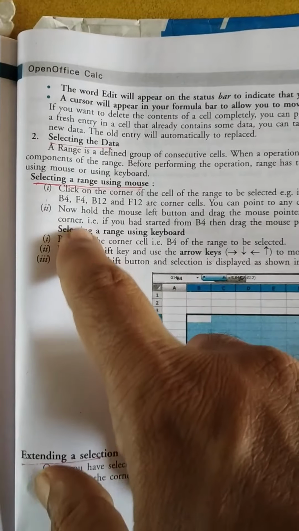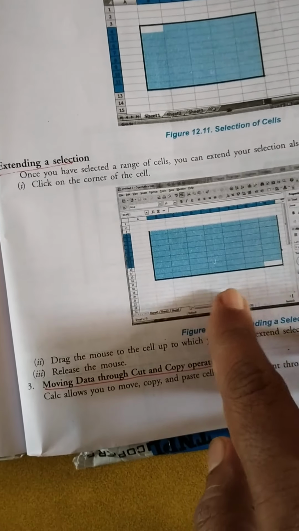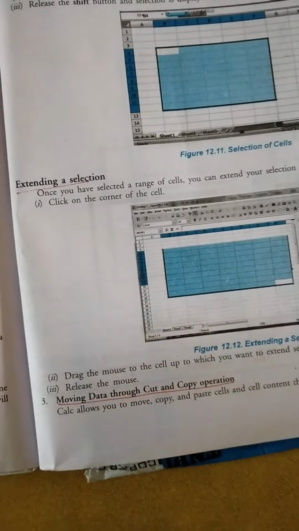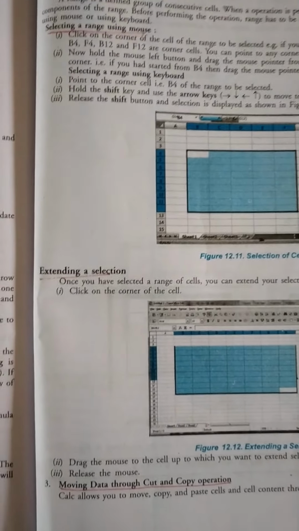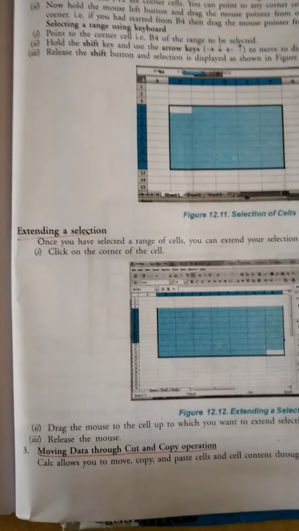Okay. The same thing is written in this. Now, extending the selection: if you want to extend, then from there keep on dragging. As far as you keep on dragging, the cursor will move and your worksheet, that is your cell range, will be extended further.